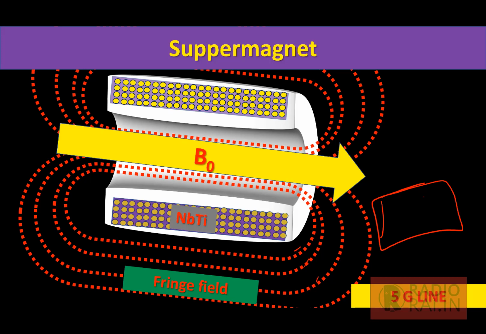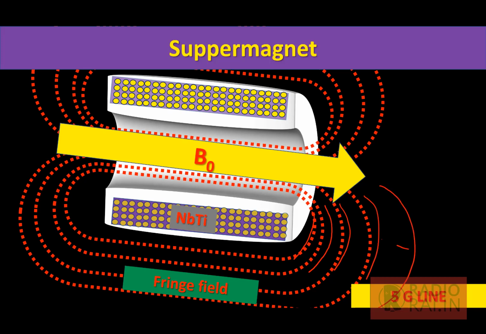Now outside this, the fringe field should be inside the MRI room. So we should not take anything inside this room because it is under the five Gauss line. So this will be one Gauss line. The innermost will be the one Gauss line, two Gauss line, three Gauss line, four Gauss line, and five Gauss line. So inside this five Gauss line, we should not take any magnet, or materials that are attracted by the magnet. So this is the importance of the five Gauss line.